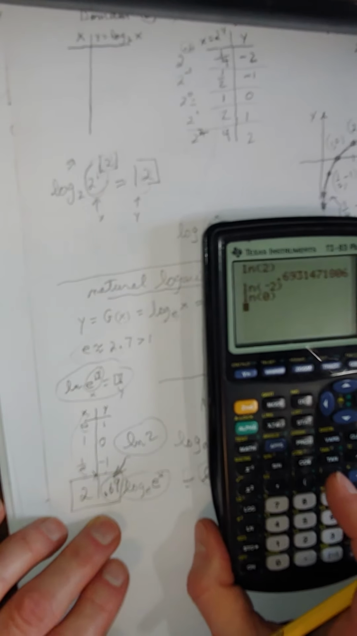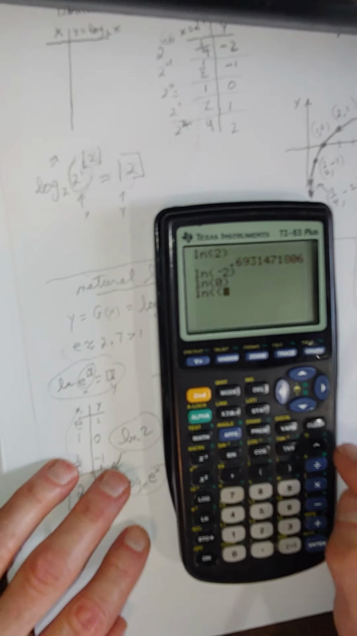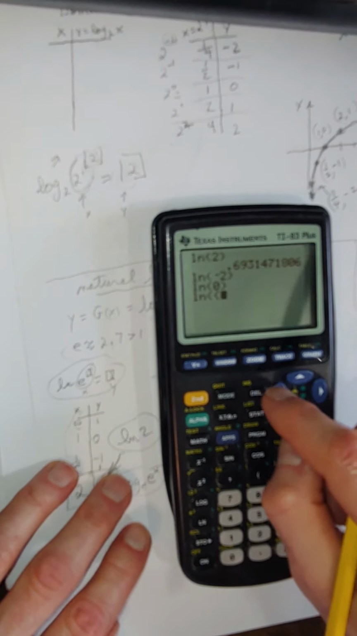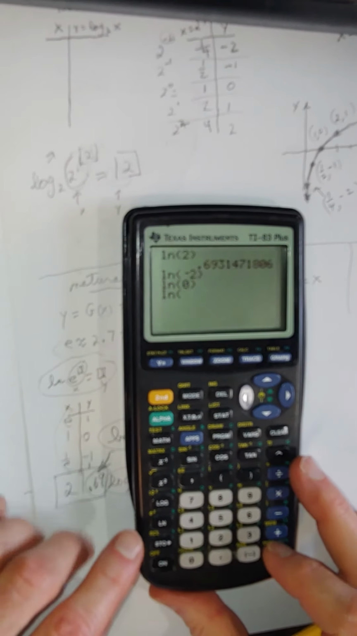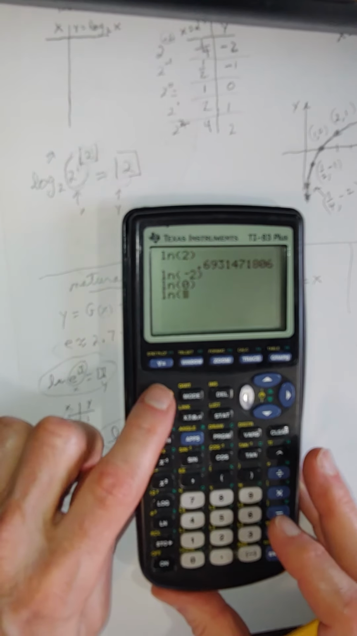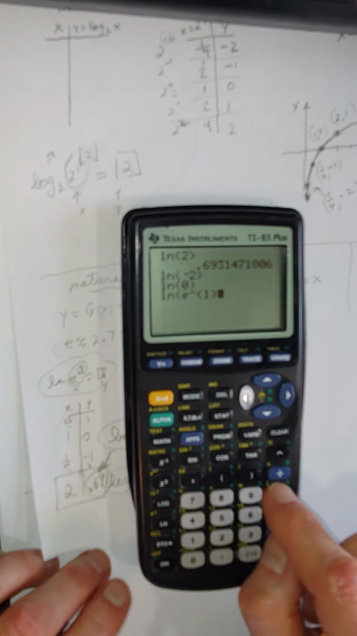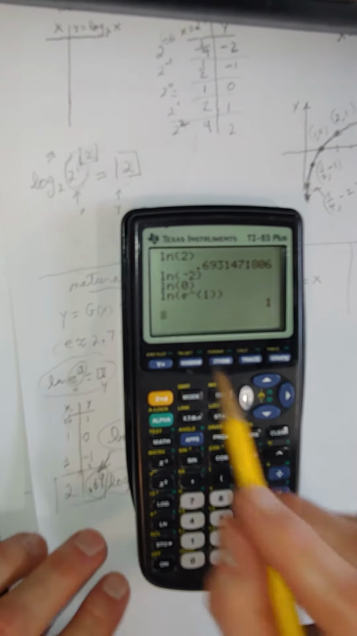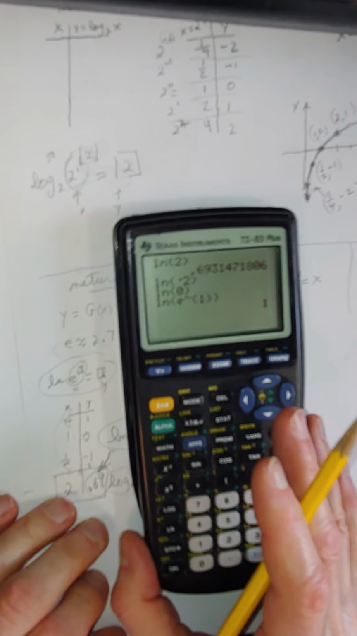Notice, if I take ln of e, it'll be 1. Now watch. ln, and now I'm going to enter e. But to enter e, remember it's above the log function. So second function, e, then it asks for an exponent, so I'm just going to make it 1, e to the 1, close the parentheses for that exponent, close the parentheses again, enter, 1. If I took ln of e squared, I'd get 2. If I put in ln of e to the negative 5, I get negative 5. So you can try that on your calculator.